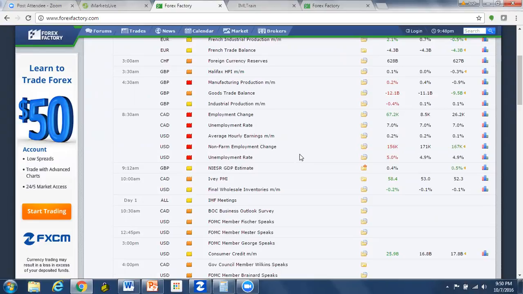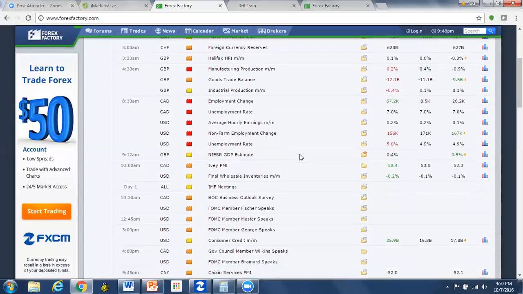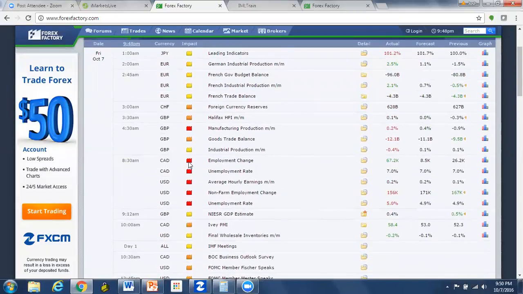So how this works is when you see a folder that's in red, that means the news is high impact. That means a lot of people are going to be trading that, and the market should make significant moves, so a lot of volatility. The orange one is medium level impact. The yellow is low level impact.